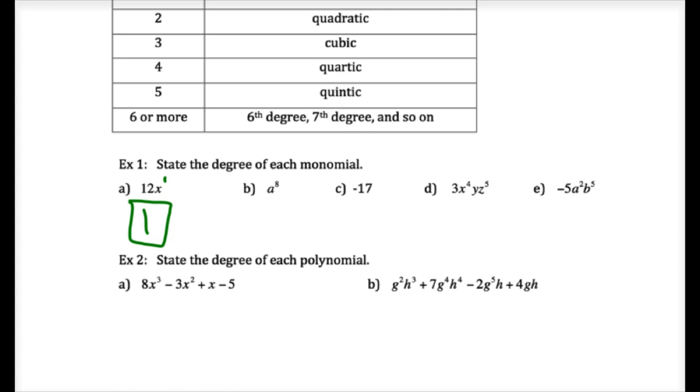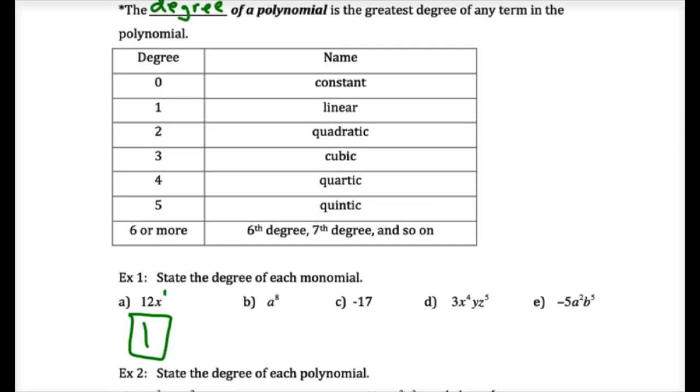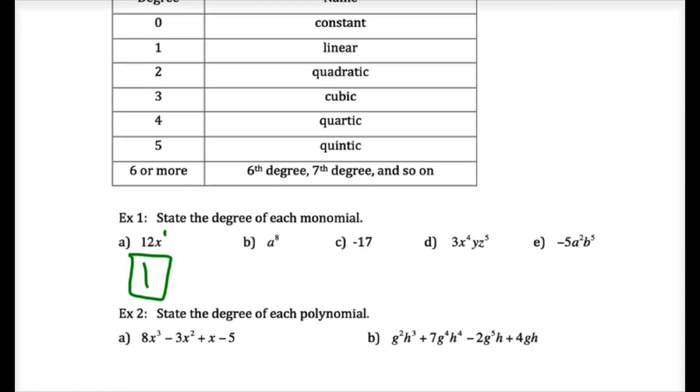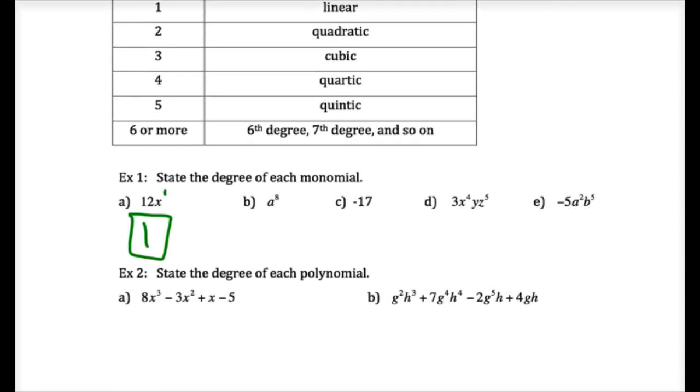No, you don't have to write that. Just state the degree. If this thing is linear, believe it or not, we'll deal with that. Because think about it, if you graph 12x, it would be a line. That's why they call it linear. All right, how about this letter B? What's the degree of a to the 8th power?